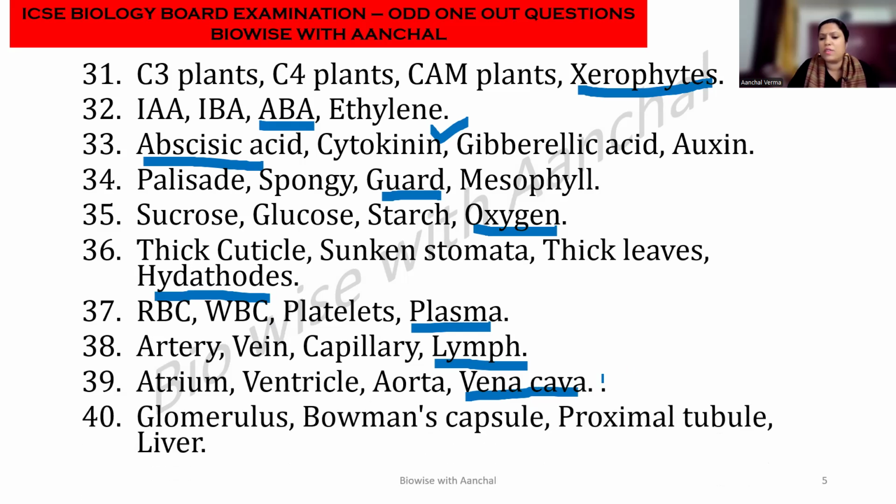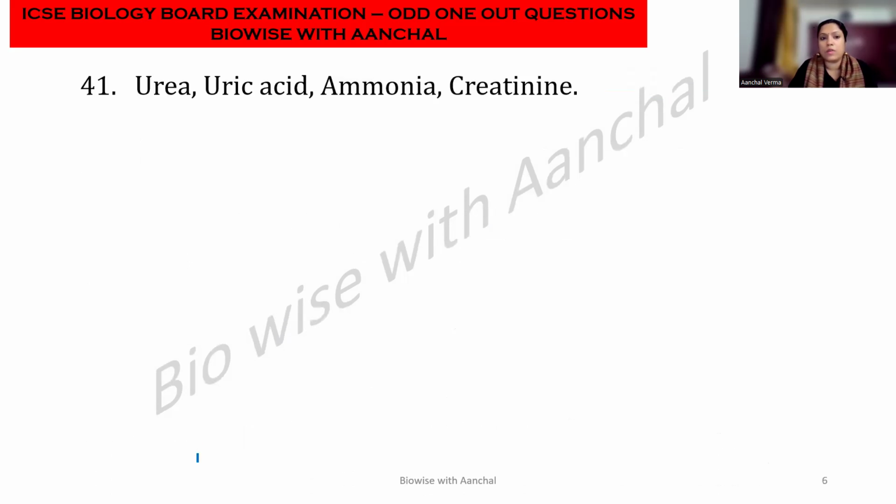Though this is not a very good one, no? You can have any other thought process. So if you can give me any content, or tell me the odd one out, you can explain that. Glomerulus, Bowman's capsule, proximal tubule, and liver. So here, glomerulus, Bowman's capsule, proximal convoluted tubule are the components of the nephron, but liver is not a part of the nephron. Liver is the odd one out.